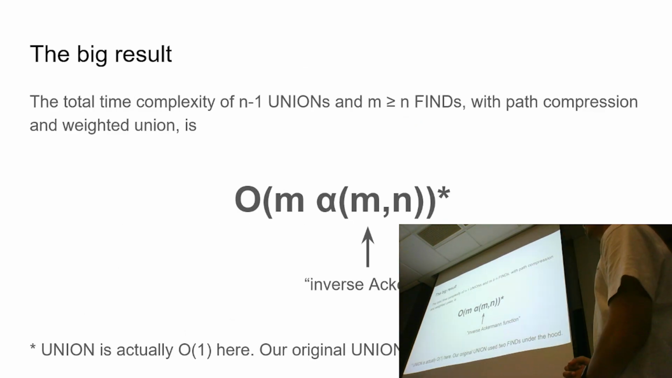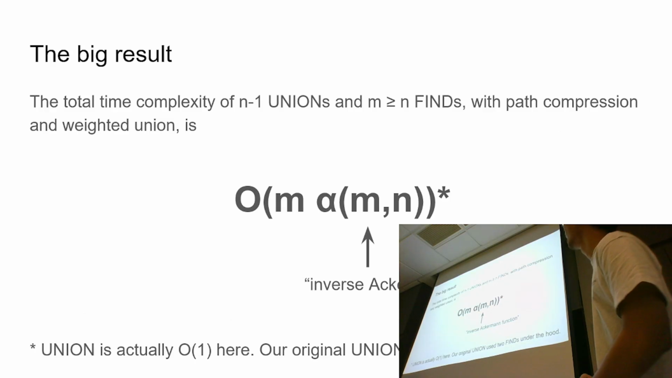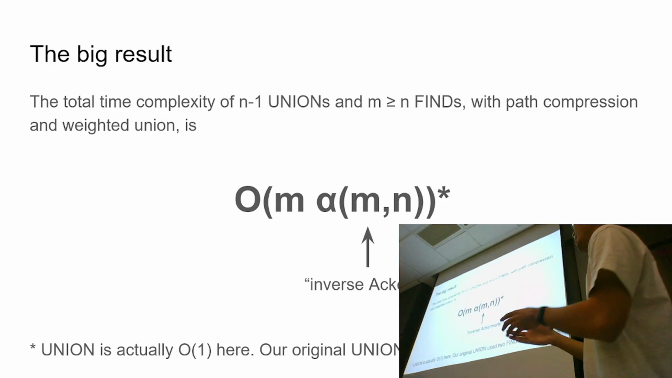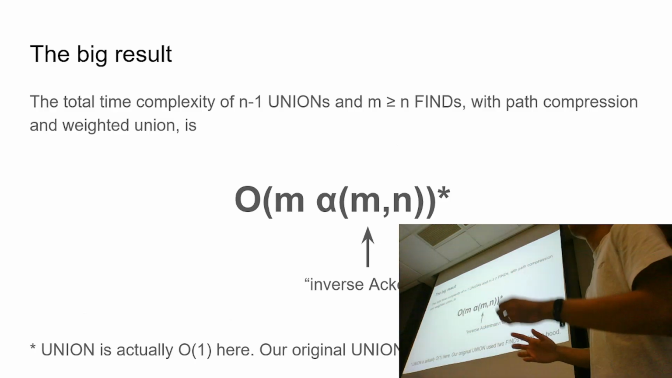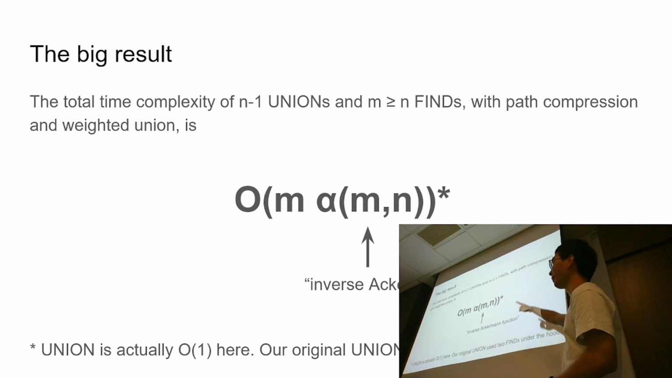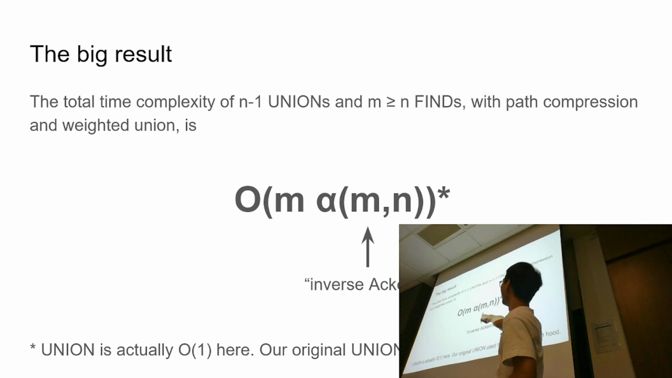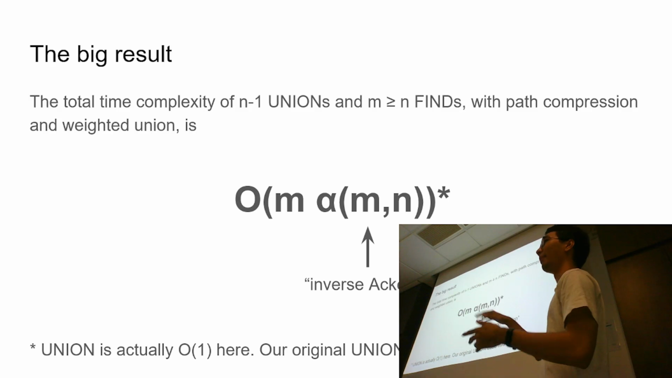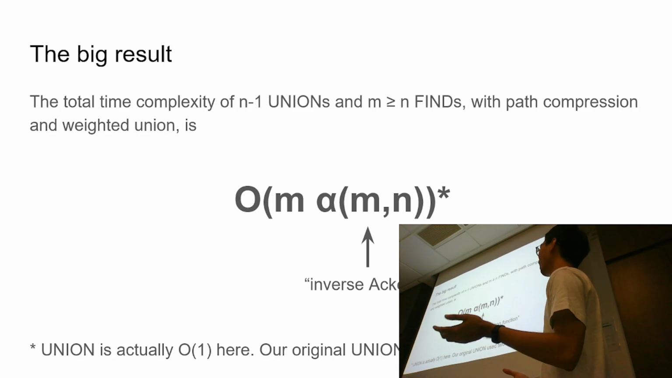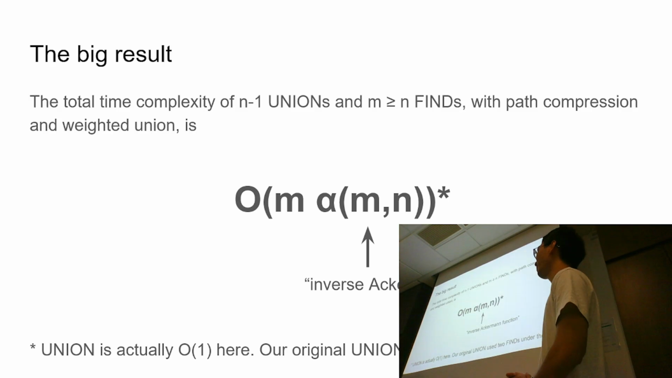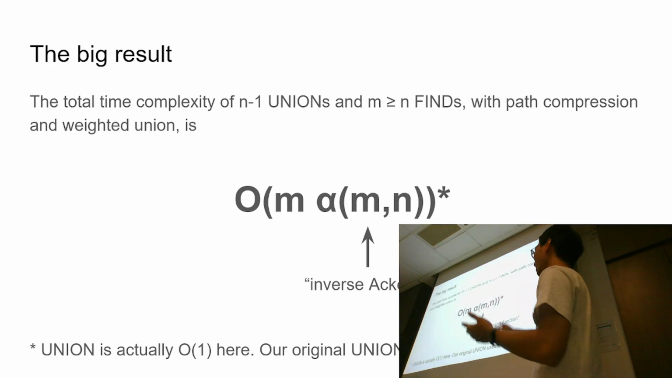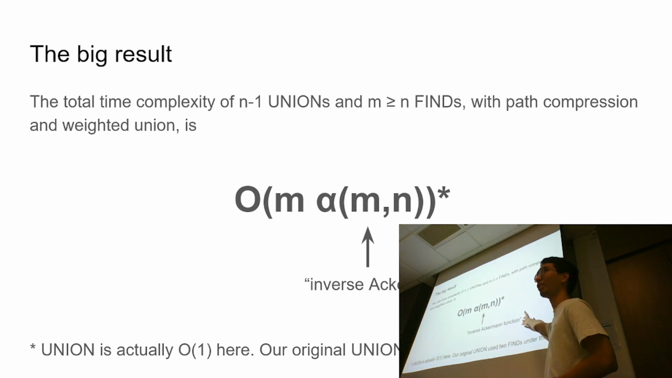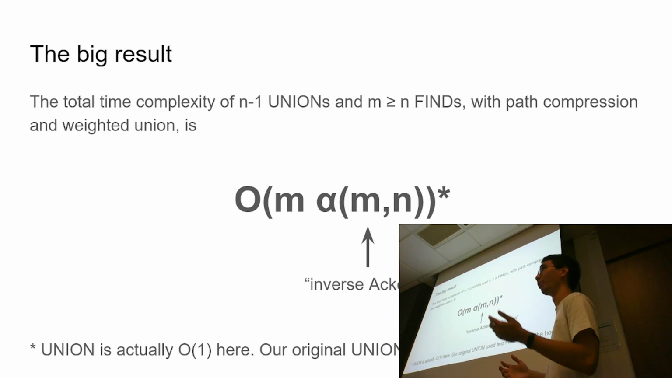So this is the big result which I will try to explain. If you have a sequence of n-1 unions and m finds, the total time complexity will be given by this function: m times some inverse Ackermann function. If you divide it by the total number of operations, you can see that the average time taken by an operation is given by the inverse Ackermann function, which is not a constant, but it grows very slowly.